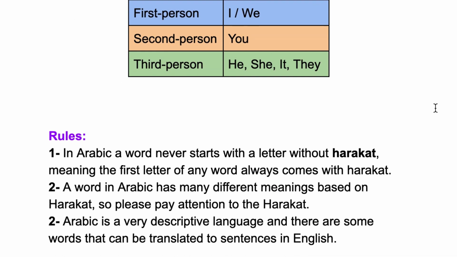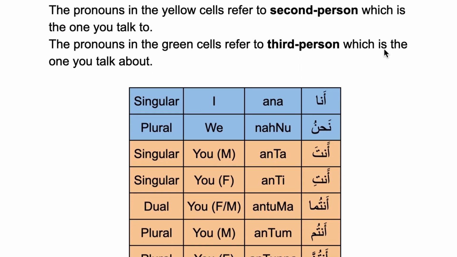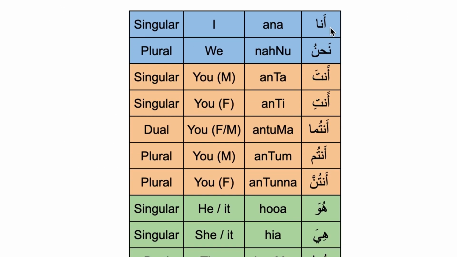In Arabic, a word never starts with a letter without harakat, meaning the first letter of any word always comes with harakat. For example, ana. Ana means I in English. And as you can see, the first letter has a fatha. Of course, we know what fatha is because we already learned it in the first lesson.